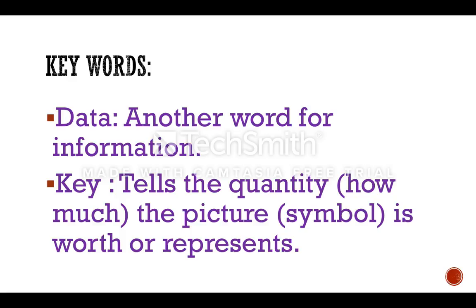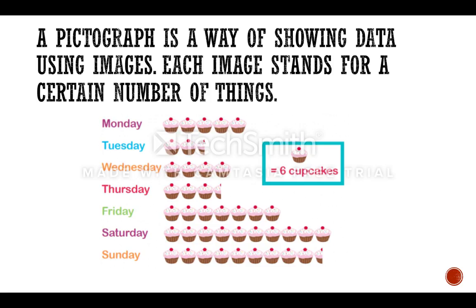The next one is our keywords. So we have data, which we've learned about before in our bar graphs, but we'll just refresh. It's another word for information. Okay, so this is where I want you to pause the video and write down the definition of key. Alright, so you're back. I hope you paused it. A key tells the quantity, how much the picture, which is the symbol, like the cupcake that we saw on the previous slide, is worth or represents. So in our previous slide, if you will remember, we have the 1 cupcake equaling the 6 cupcakes.